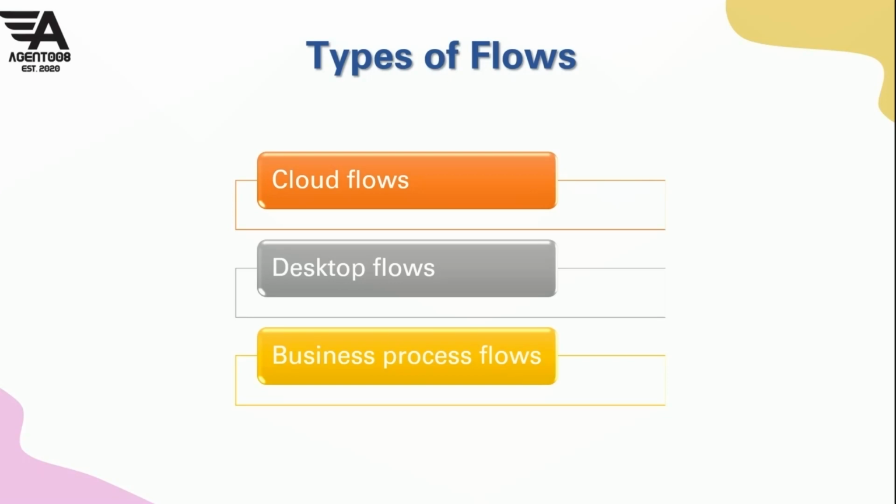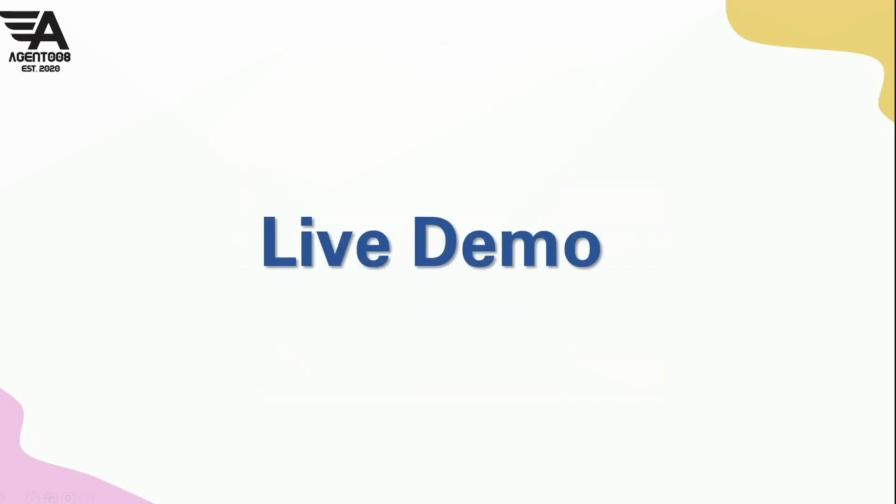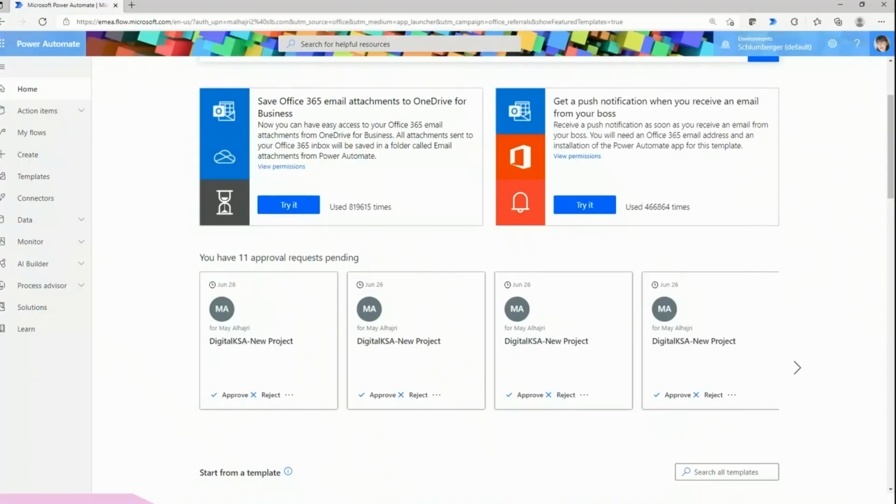Power Automate portal. So let me now open Power Automate and show you more about it and from where we can get started. If you have your own environment or if you already subscribed to Power Automate, Power Apps and all these licenses, just go to powerautomate.com. You will be able to see this page, and from there you will be able to see home, action items, my flows, create, templates, and the connectors, data. So let me go through one by one.